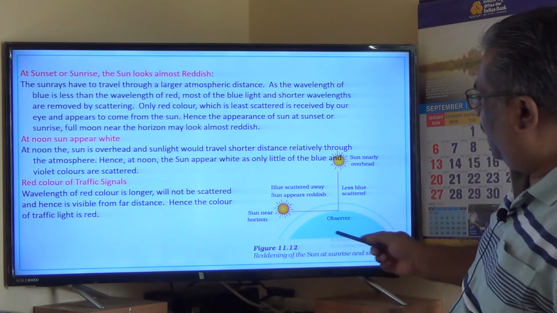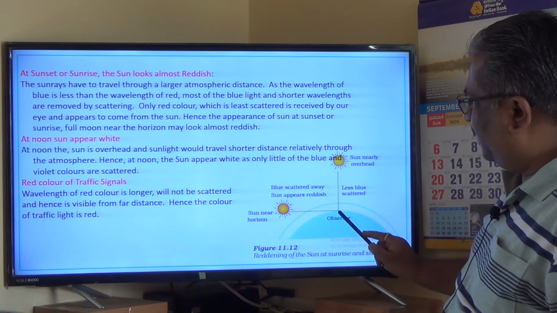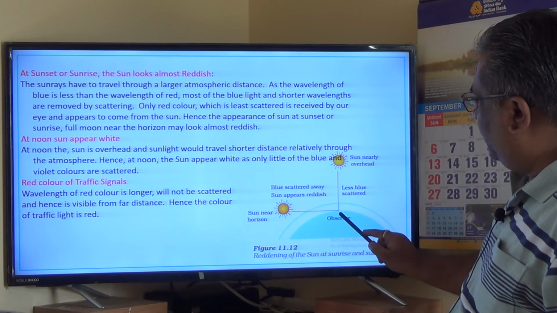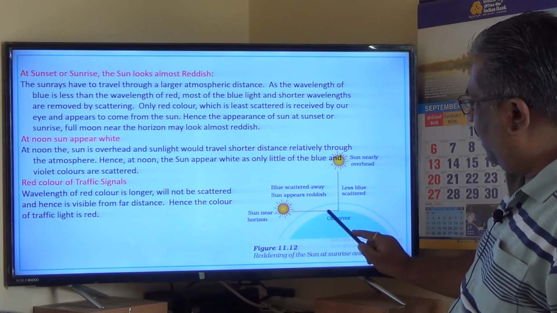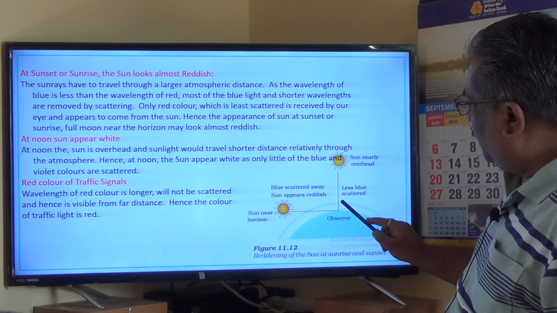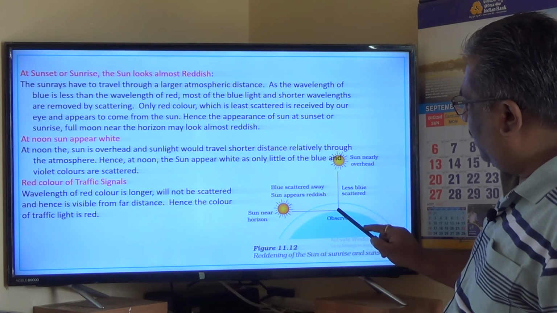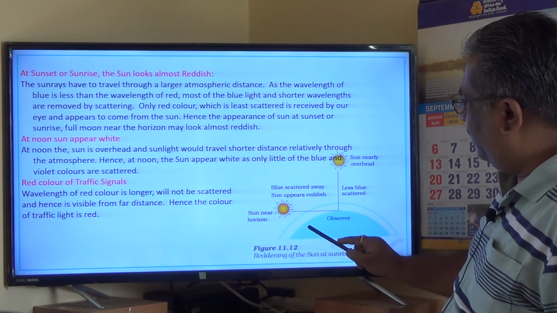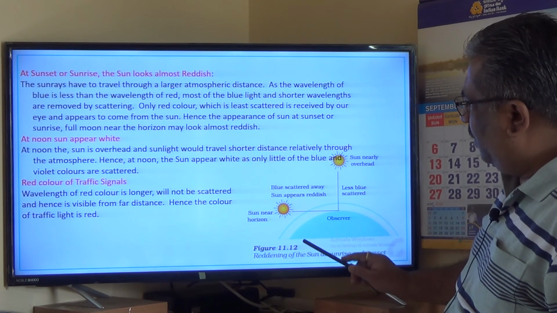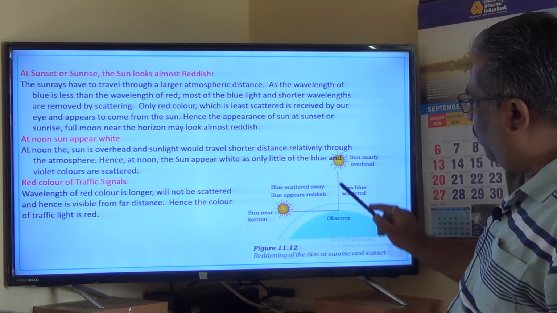See here, during sunrise, this is the earth, atmosphere, observer is here. During sunrise, sun rays travel a larger distance through the atmosphere from here to here. Once the sun comes in the noon, then check this distance. The distance traveled by the sunlight through the atmosphere is quite small compared to the sunlight traveled through the atmosphere during the sunrise. So during sunrise, what happens? When the sun is overhead, what happens? We'll see now.